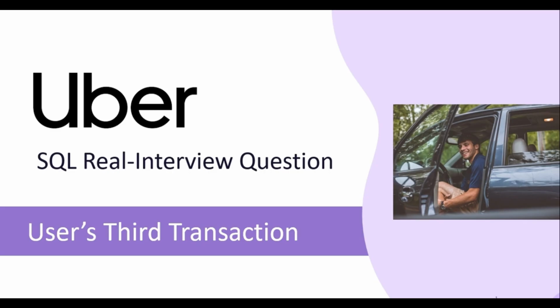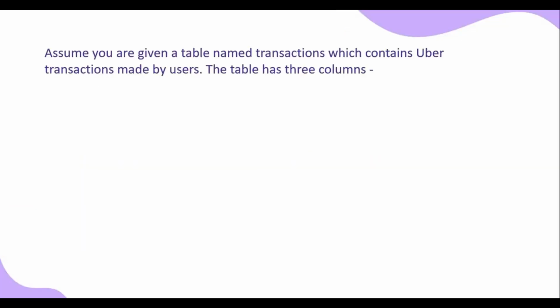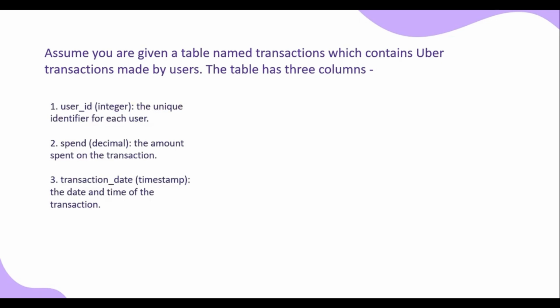This question is based on retrieving the third transaction of every user from an Uber transaction table. So let's understand the question here. Just assume that you are given a table named transactions which contains Uber transactions made by the users, and the table has three columns. The first one is the user ID. It is nothing but the unique identifier for each user. The second one is the spend, which denotes the amount spent on the transaction, and the third one is the transaction date, which is nothing but the date and time of the transaction made by the user.